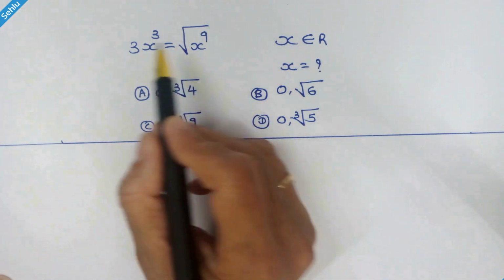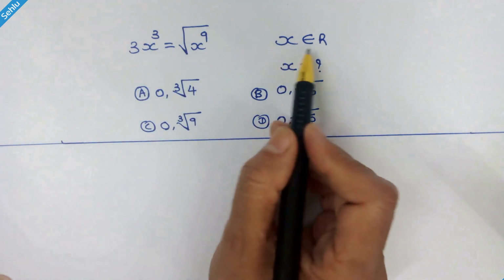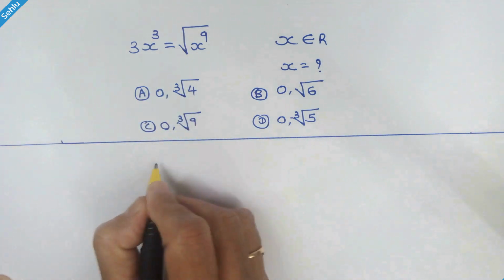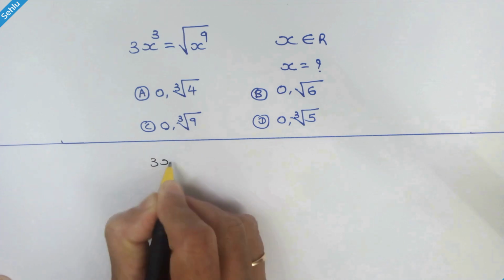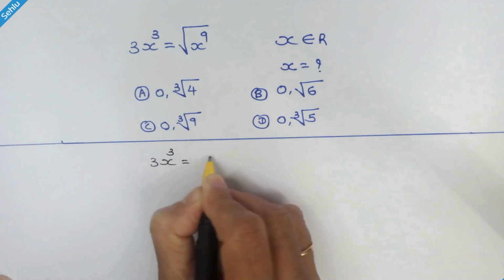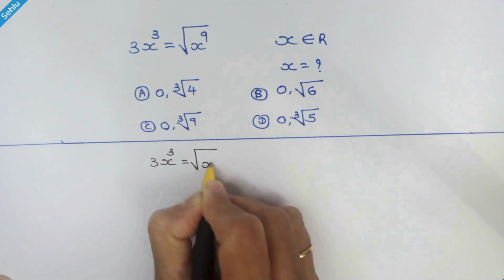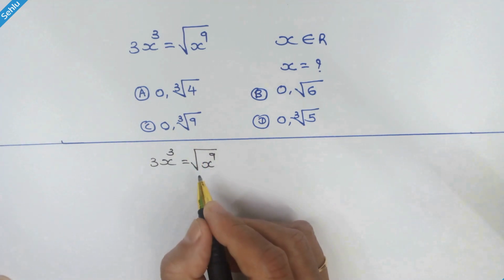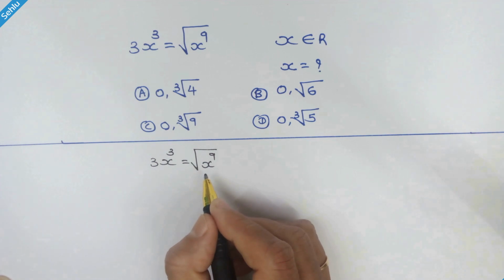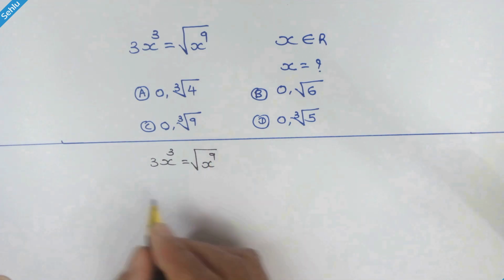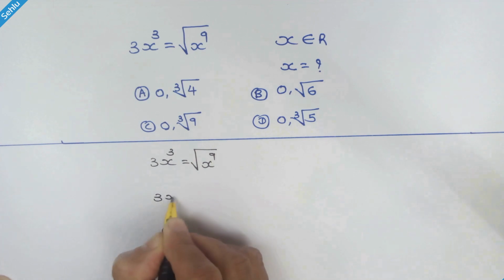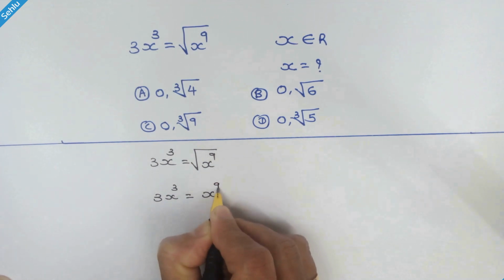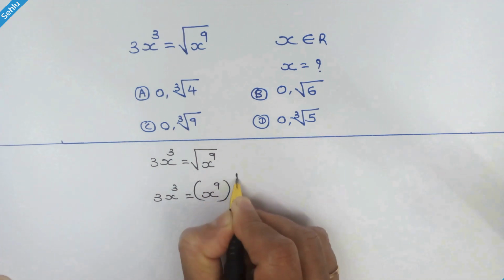Hello friends, this is our question where x is a real number and these are the four options. So let's start. We have 3x cube is equal to square root of x raised to 9. Here at the right hand side, the square root can be written as 1 upon 2 in exponents. So we can write it like 3x cube is equal to x raised to 9 whole raised to 1 upon 2.